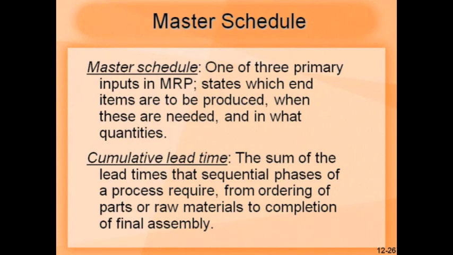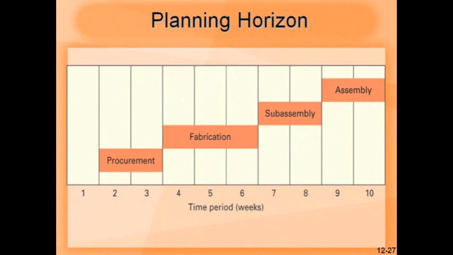Master schedule is one of the three primary inputs in MRP. It states which end items or finished products are to be produced. So it answers a question in the form of W's: which is the first W, when these are needed is the second W, and the third W is what, in what quantities. It also looks at the cumulative lead time, the sum of the lead times that sequential phases of a process require, from ordering of the raw materials or parts to completion of the final assembly. So it incorporates the whole process of ordering the material till the completion of final assembly. That is the cumulative lead time. There could be many different processes within that. In fact, the next slide gives that idea more clearly.